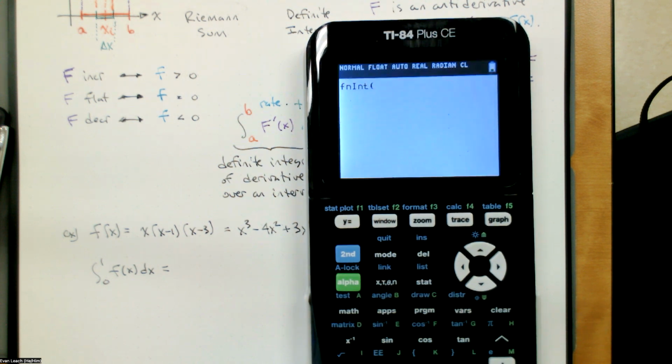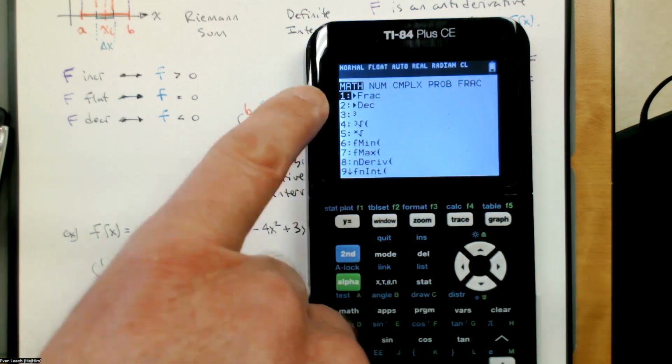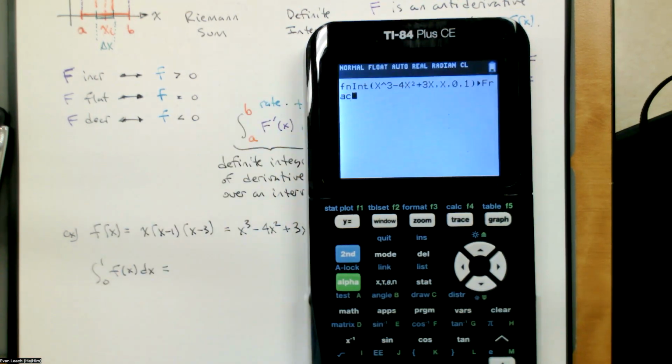FN integral. The syntax that you put in is the function, comma x, comma a, comma b. It's 4 things. You have to tell the calculator what function you want to integrate. So x cubed minus 4x squared plus 3x. Then we have to say the dx part. Integrate this function dx from 0 to 1. And since this is a polynomial, we know we're going to get a fraction. So if we want a fraction, we can use the math button and convert it to a fraction by putting that command at the end. And we get 5/12.